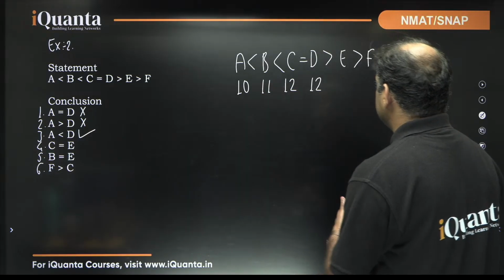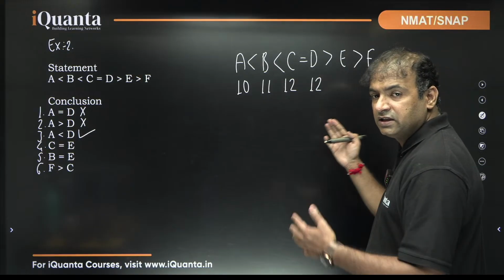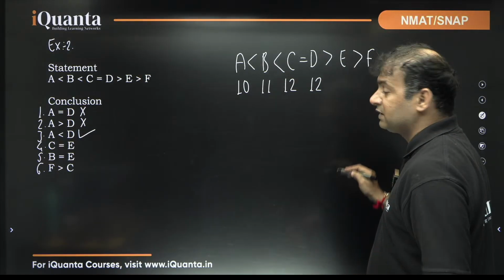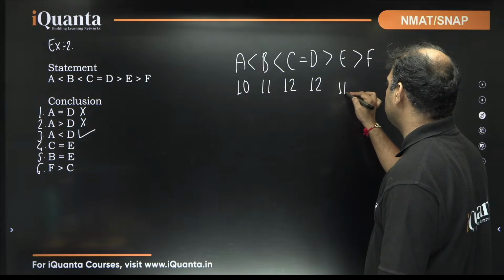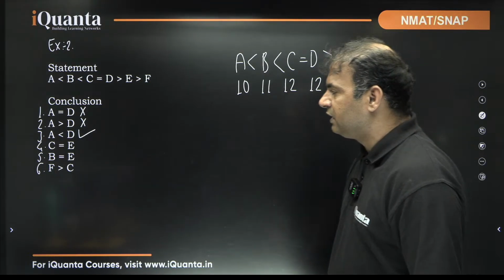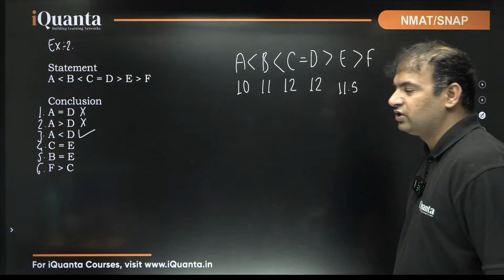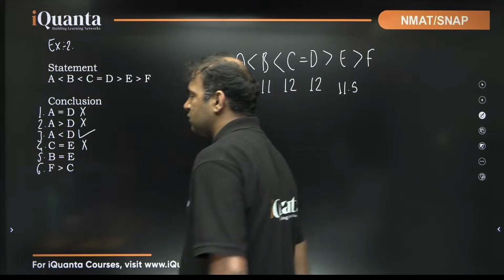So what about C and E? Obviously that's not possible. C is equal to D and D itself is greater than E. So E has to be less than 12, right? Let's take any value. You can take 11.5 maybe. So C is 12 and E is 11.5. Definitely C is greater than E. C just can't be equal to E. So this conclusion is also false.